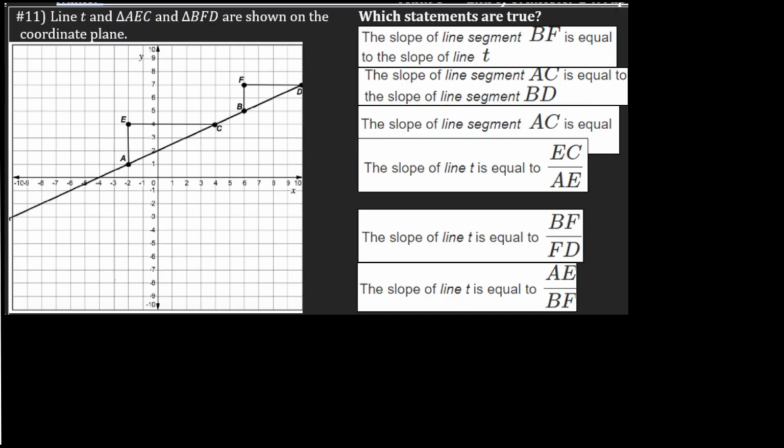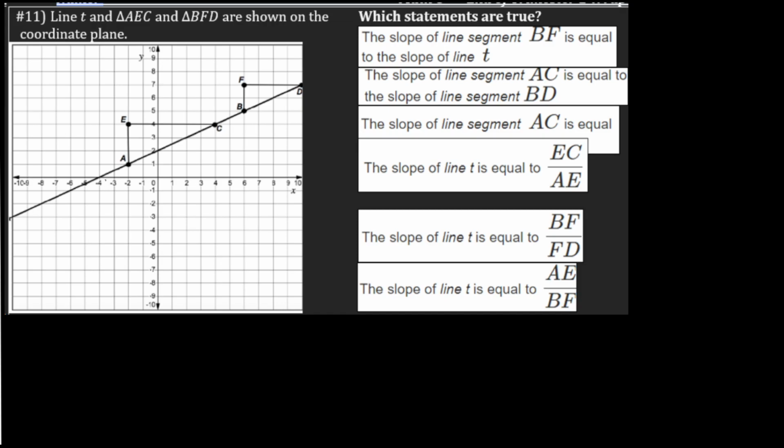For number 11, it says line T and triangle AEC and triangle BFD are shown on the coordinate plane. Notice how both of those triangles, the longest side of both those triangles, are on the same line. And it says which statements are true. So I could say, for the first one, it says the segment BF is equal to the slope of line T. Well, if I need to find the slope of line T, let's find that first.